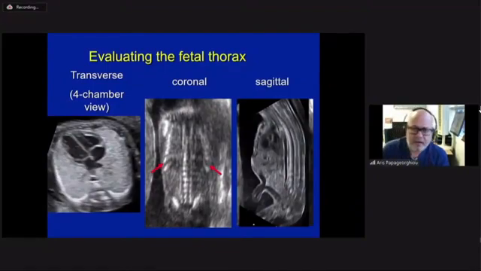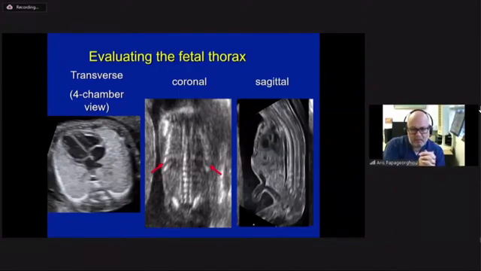Evaluating the fetal thorax. Here I've got pictures in the transverse, the coronal and the sagittal view. What you can see here, first of all, in that transverse view, is in fact a four-chamber view, but it's not as magnified as the usual four-chamber view, so you see the whole chest. You can see the heart taking up about a third of the thorax, and the ribs nicely surrounding the thorax rather than squeezing it. And I'll show you some pictures later of how that can look different in different skeletal dysplasias.